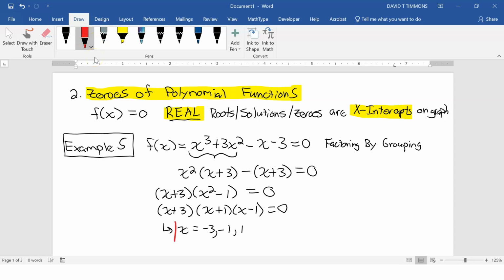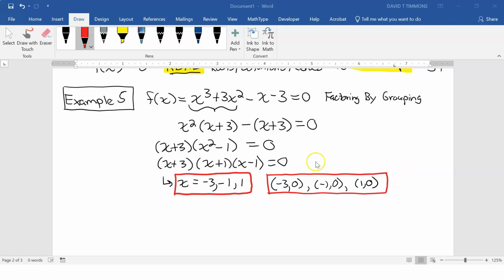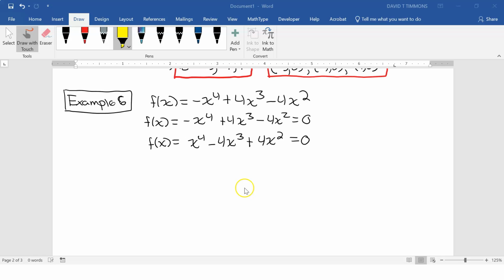And so those would be our roots, or root solutions or zeros of this polynomial. And those would be 3 x-intercepts that would show up on its graph. We can then put those roots or solutions or zeros into coordinate point form, which we'll then eventually use to graph the function. Figure 3.19 on page 369 will show you the graph of this polynomial, and you'll clearly see these x-intercepts on its graph. Let's look at example 6 from page 370 of your textbook.